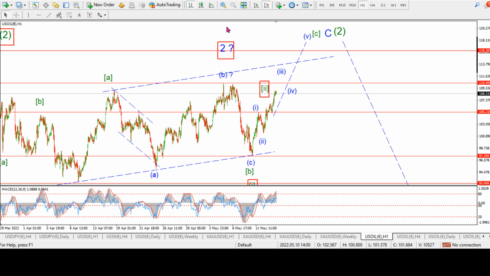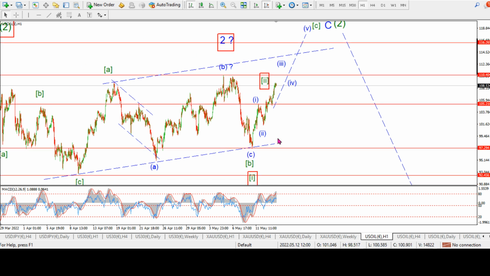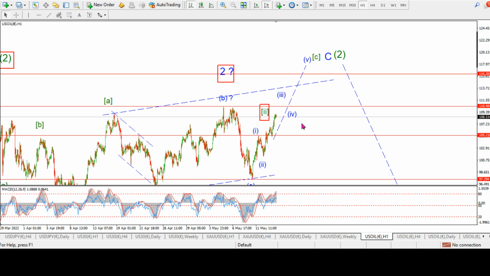There is an alternate count here that's kind of lurking in the background. But if we get a break of 110.40, that rules this alternate count out. A break of 110.40 is what I'm looking for on Monday. Confirm wave 3 of C, and then we can continue probably up towards that 116 level to complete wave 2, and then if all goes to plan, wave 2 will be done by the end of next week, and we can concentrate to the downside again, wave 3.